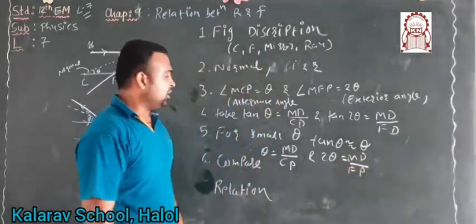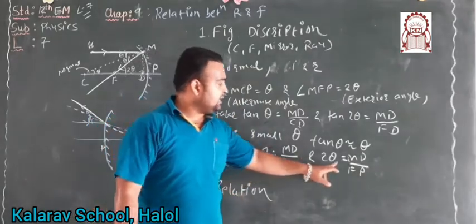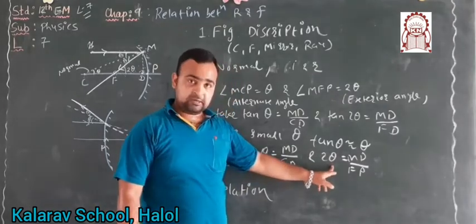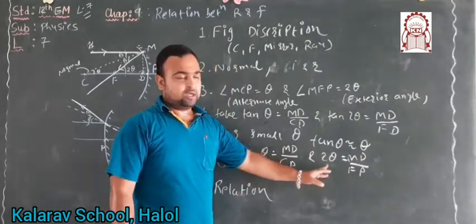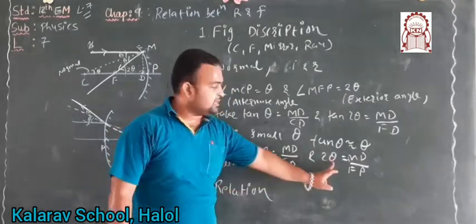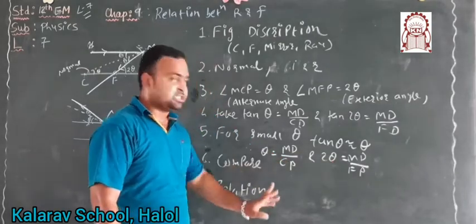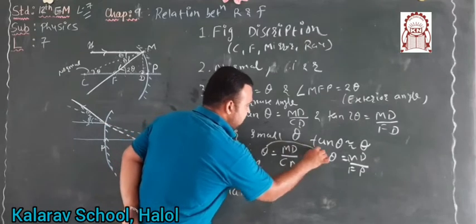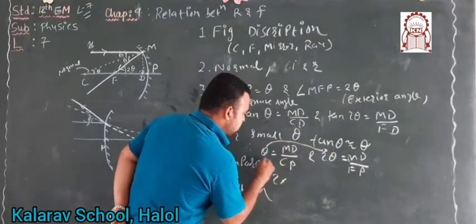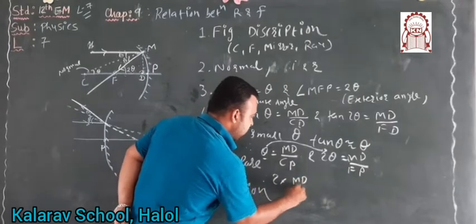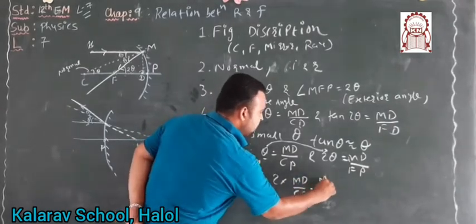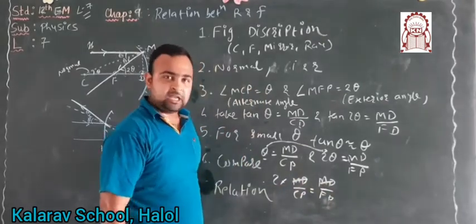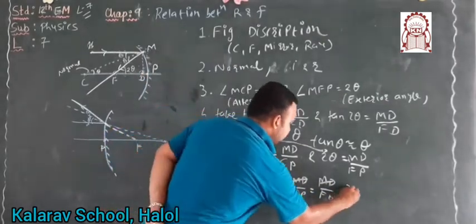Okay, yes or no? Now here is theta and here is 2 theta. Now either you have to place this value here, otherwise you have to take the ratio, but we are placing this theta value in this equation and finding the relation between F and R. So place this value into this equation. So 2 into theta equal to MD divided by CP equal to MD divided by FP. MD gets cancelled.